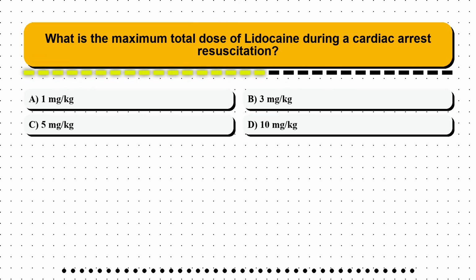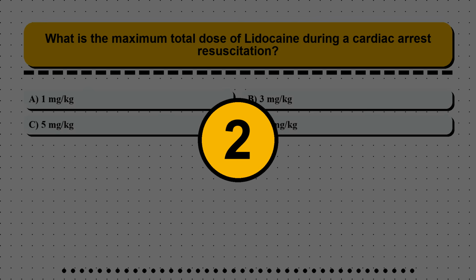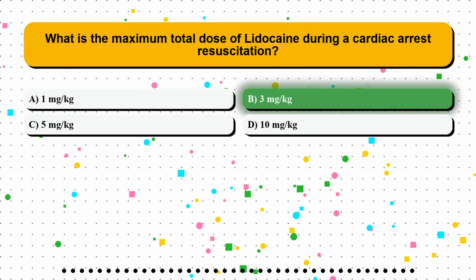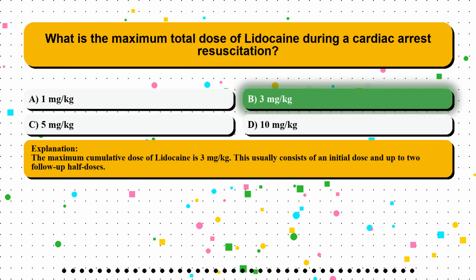Option A, 1 mg per kilogram. Option B, 3 mg per kilogram. Option C, 5 mg per kilogram. Option D, 10 mg per kilogram. The correct answer is option B, 3 mg per kilogram. The maximum cumulative dose of lidocaine is 3 mg per kilogram. This usually consists of an initial dose and up to 2 follow-up half doses.